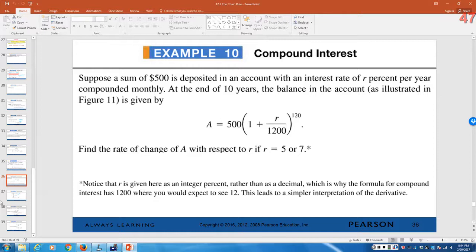$500 is your initial deposit, the principal, times 1 plus the rate over 1,200, because it's 12 months a year for 10 years. And it's going to be for 120, because it's 12 months over 10 years. One of those is not right. I'm thinking the R isn't over 1,200. The R should be over 120.